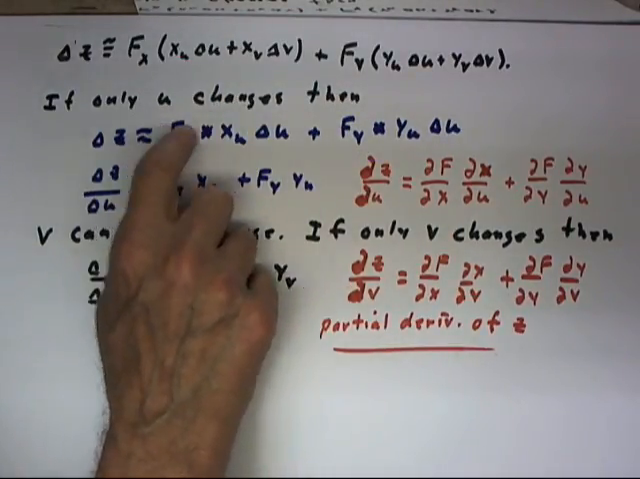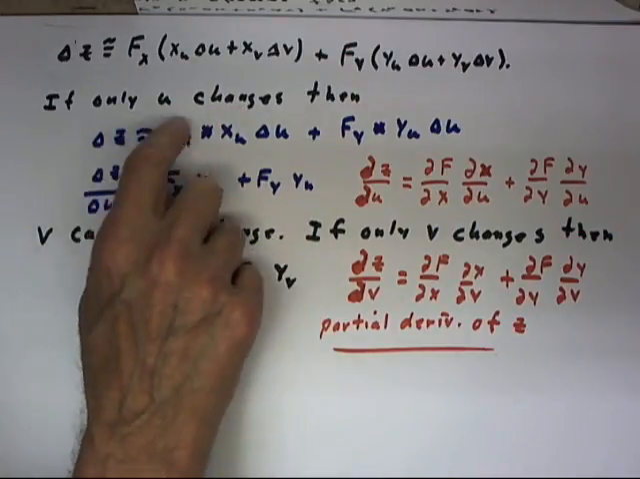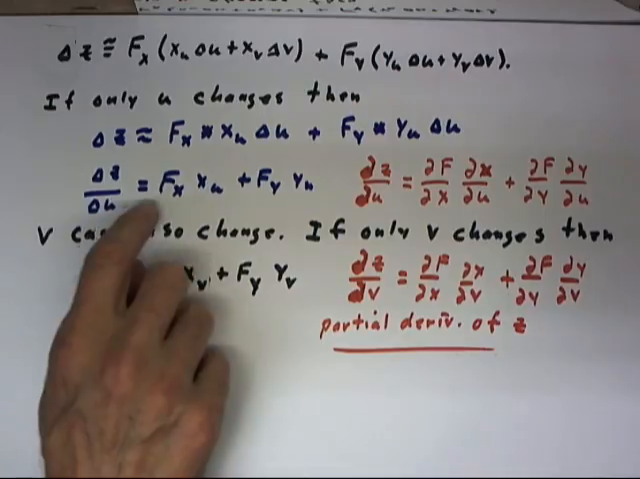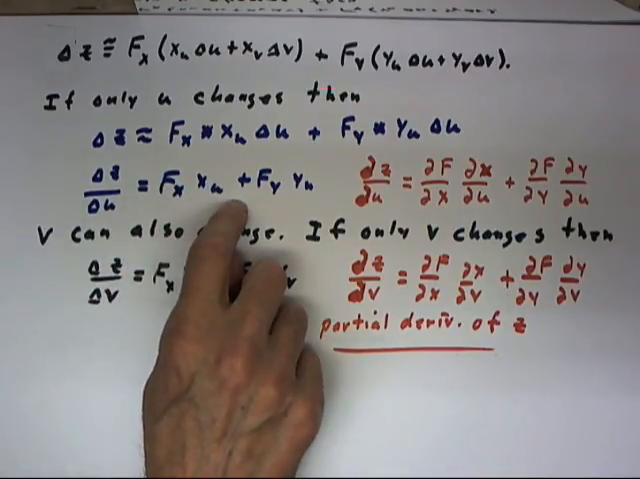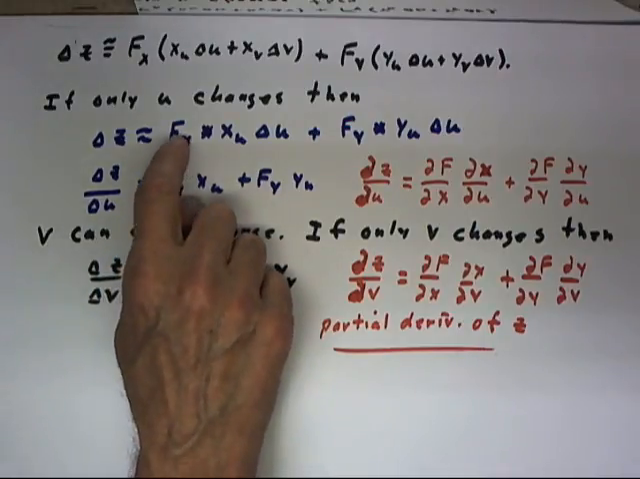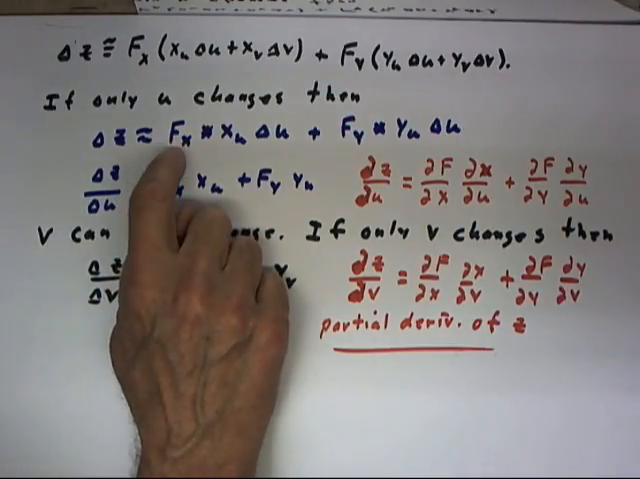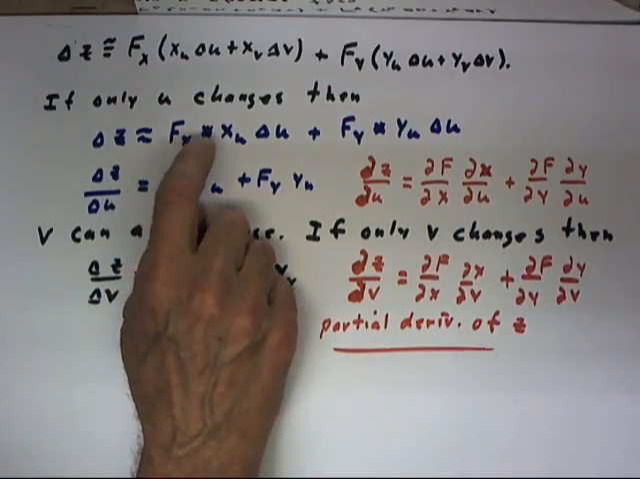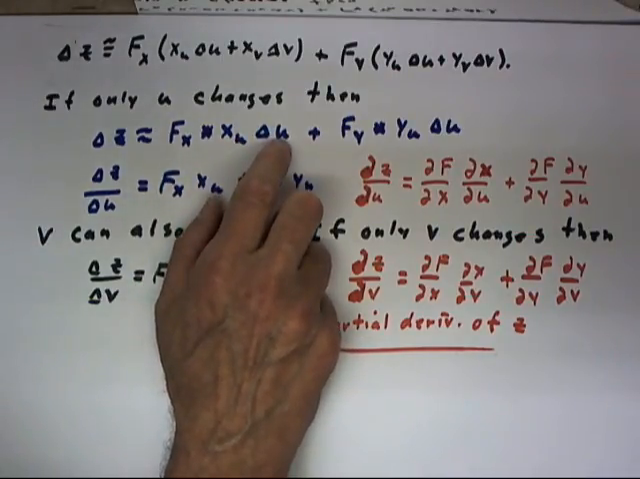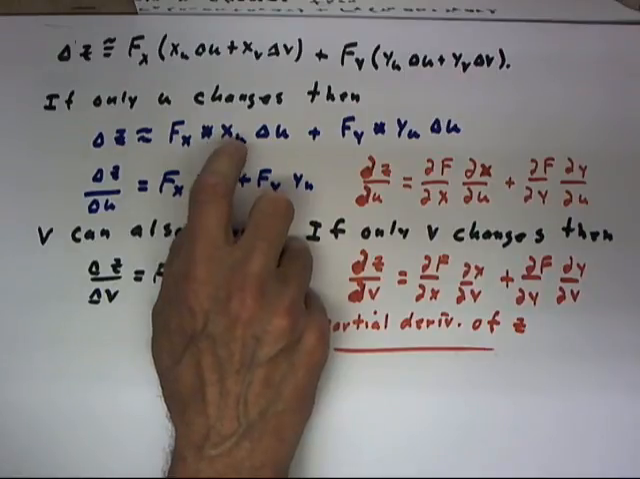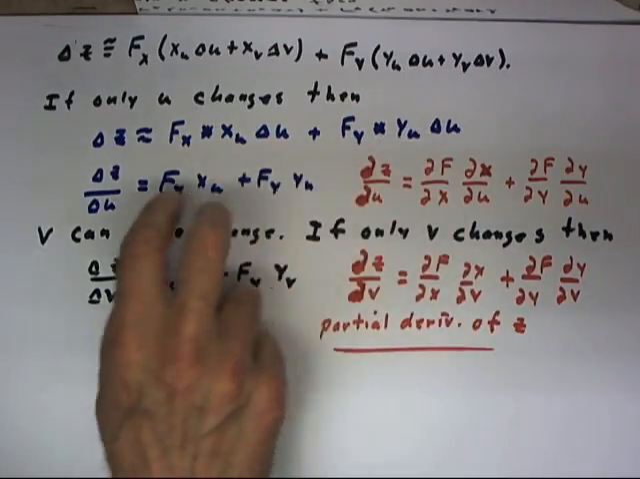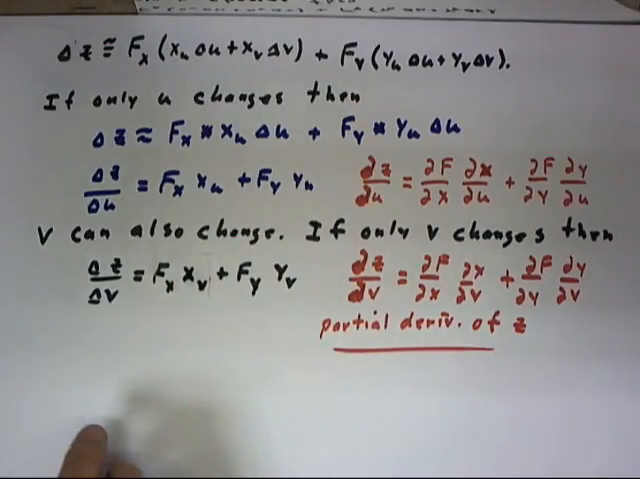Again, in the case that only u changes, if v remains constant, then delta z over delta u is fx xu plus fy yu. Again, this is not hard to understand. It's the rate at which f changes with respect to x multiplied by the change in x. The change in x due to the change in u is just the rate of change of x with respect to u times delta u. Each of these terms can be similarly deconstructed.